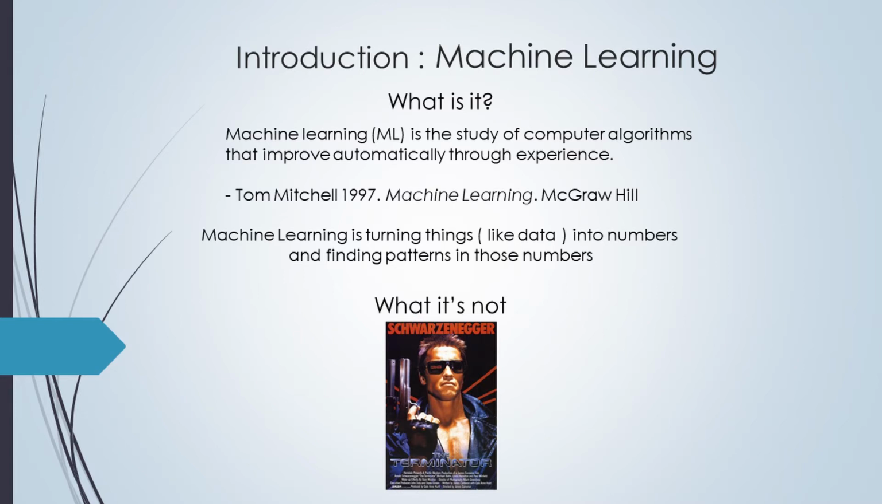So to keep things as simple as possible, machine learning is turning things like data into numbers, then finding patterns in those numbers. That's it. I say things because sometimes data isn't directly numerical, like pictures or voice. In those cases, turning those things into numbers is the first crucial step before looking for patterns. Turning things like pictures and voice recordings into numbers isn't all that complicated anymore. So the big question is the finding patterns part.